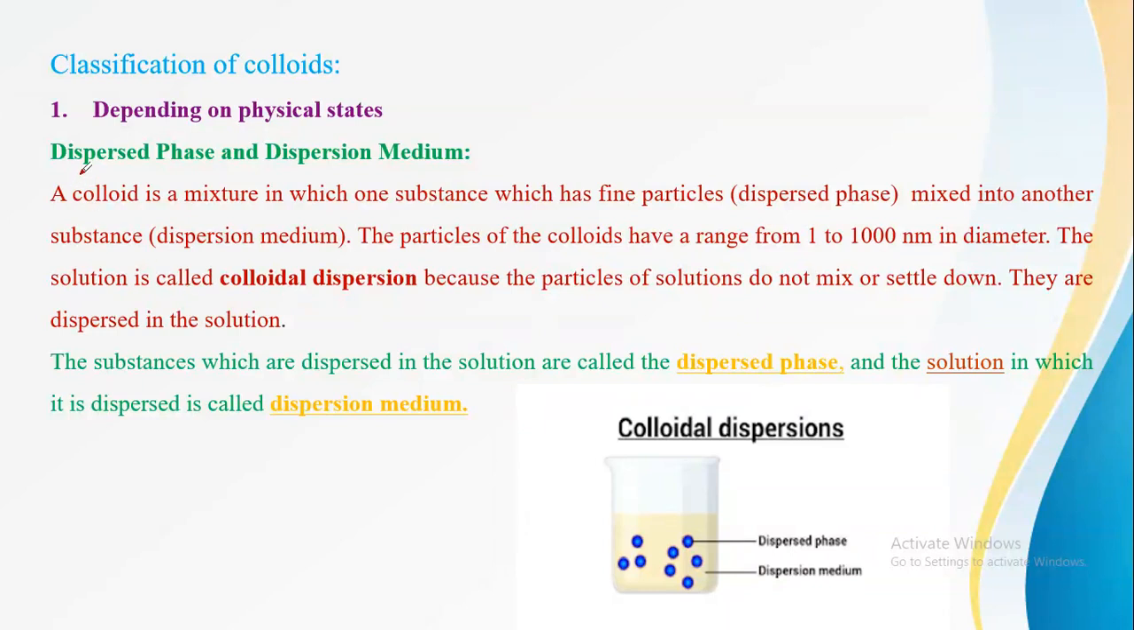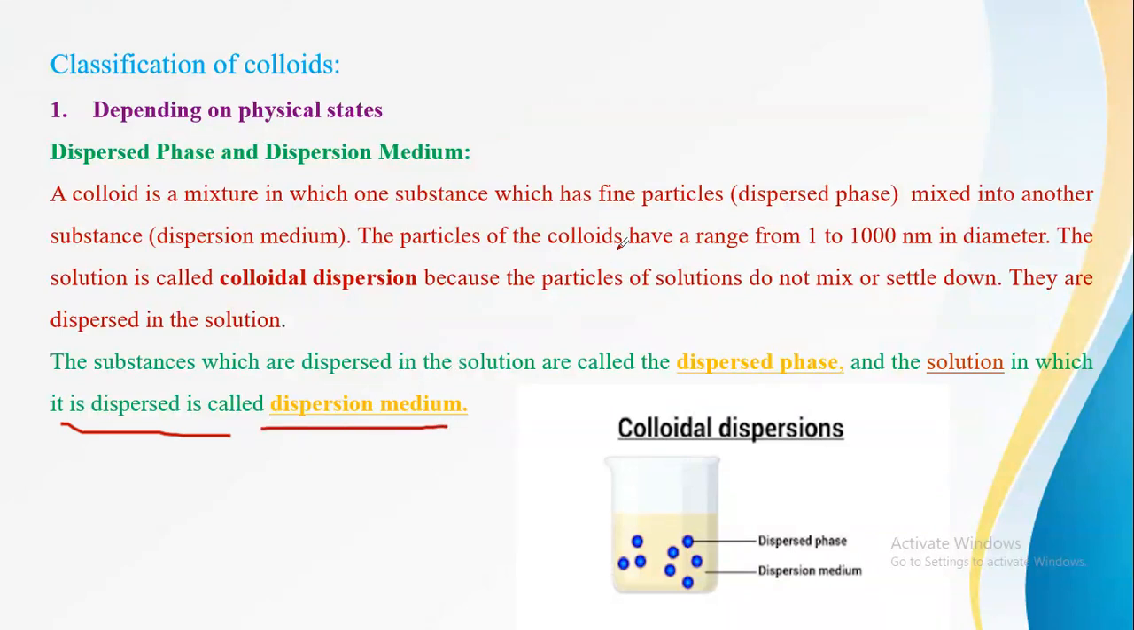The first factor depends on the physical states. Before discussing the types of colloids, we have to know two terms used in colloids, which are called dispersed phase and dispersion medium. A colloid is a mixture in which one substance with fine particles is mixed into another substance. The substance which is dispersed in the solution is called the dispersed phase, and the solution in which the dispersion is taking place is called the dispersion medium.